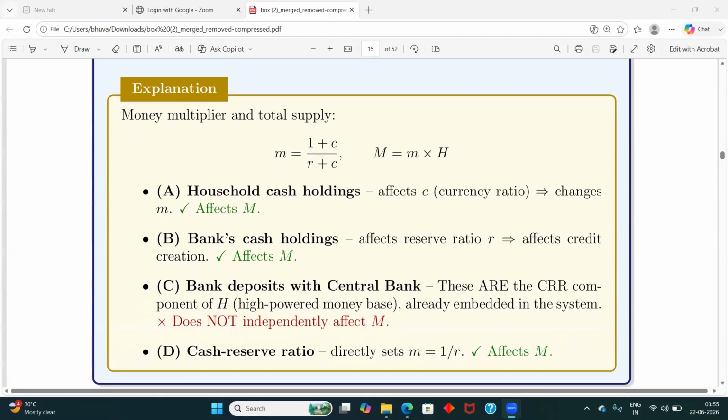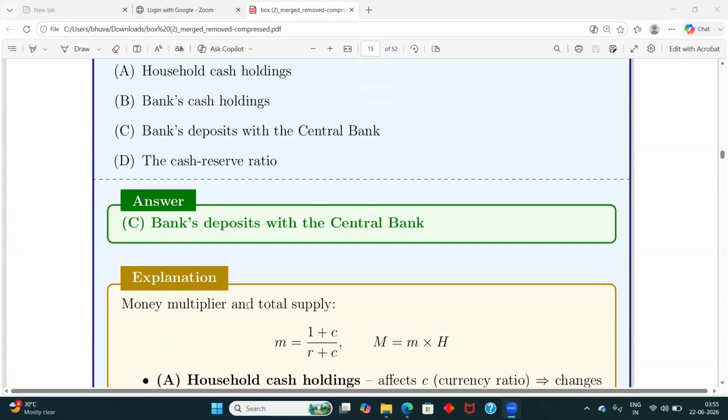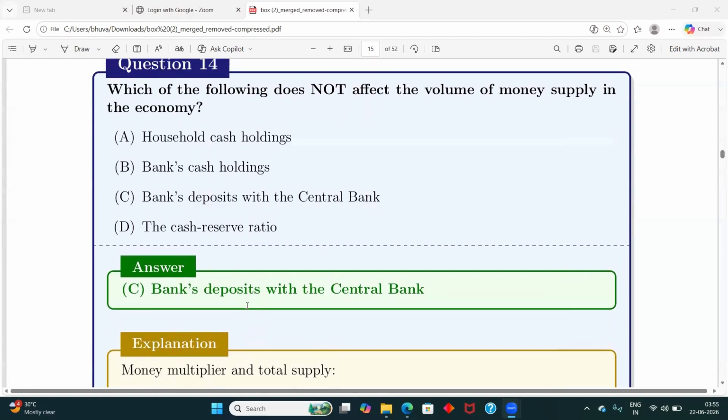C, we have bank deposit with the central bank. This does not affect the multiplier. So this is also a component of the high powered money base, and the cash reserve ratio directly affects the money multiplier. So here the correct option is C. Money supply in the economy is not affected by the bank deposit with the central bank.